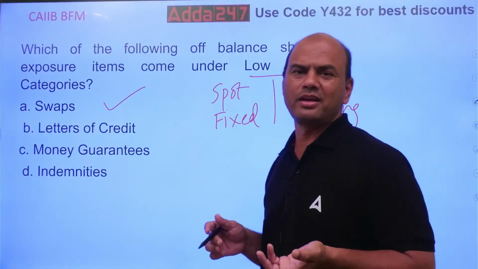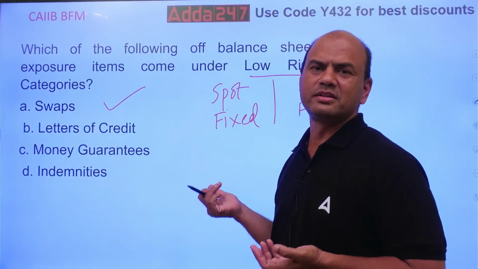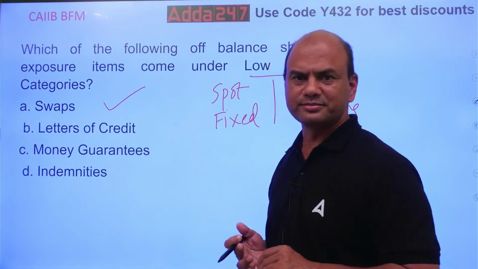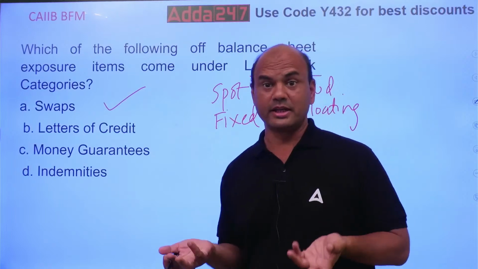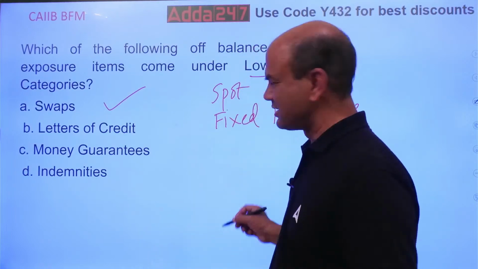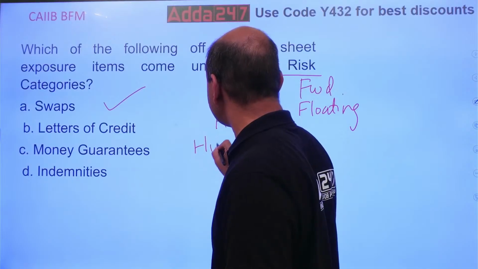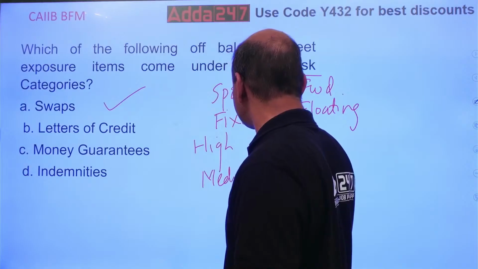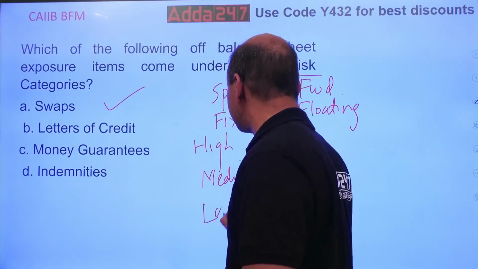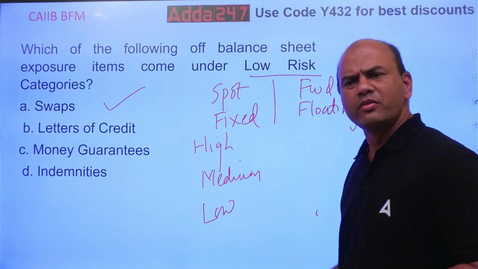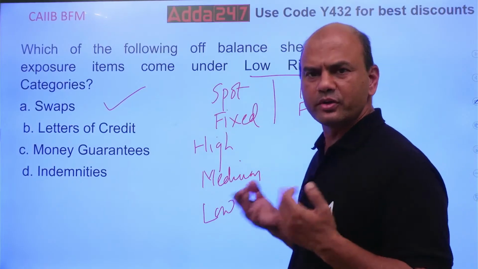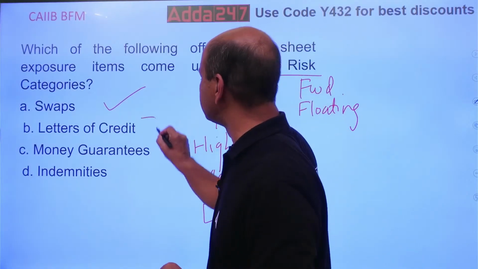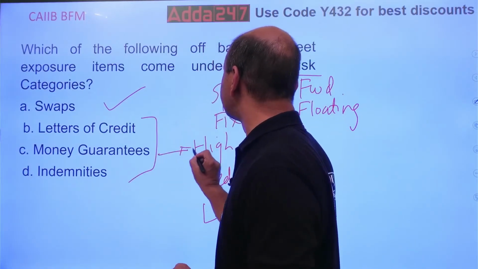You will say, sir, you are only giving half knowledge. Spot is low risk, then what is the high risk? Natural question, so we'll categorize it into high, medium, and low. Let's do it. Where you have the full responsibility on yourself, complete responsibility. Where do you have complete responsibility? All these 3.